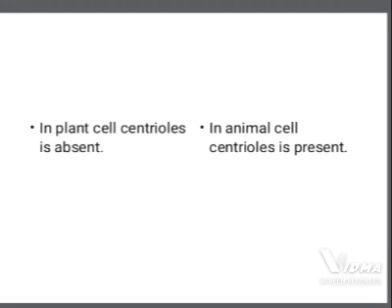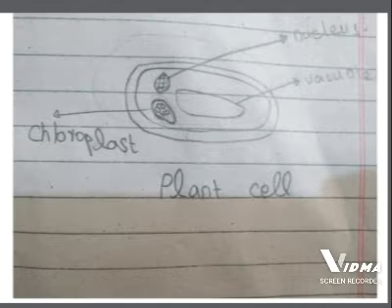In plant cell, centrioles are absent, while in case of animal cell, centrioles are present. What is the work of centriole? The centriole helps to divide the chromosomes. In plant cell, it is absent. In plant cell, other different types of proteins are present, which do the work of centrioles, while in animal cell, centrioles are present.